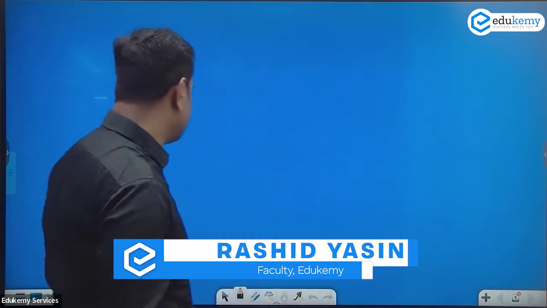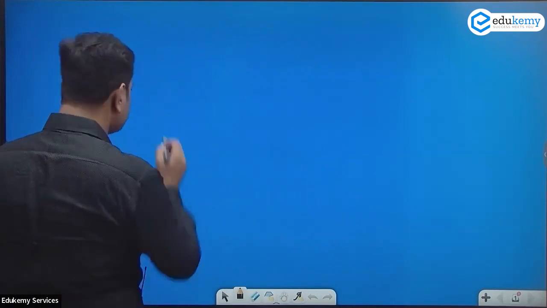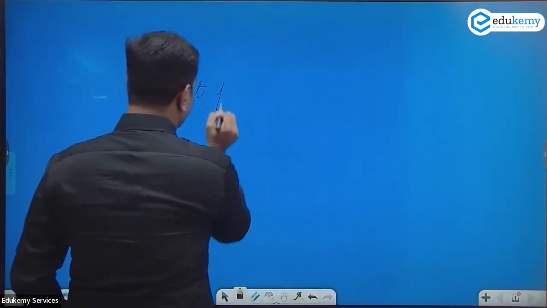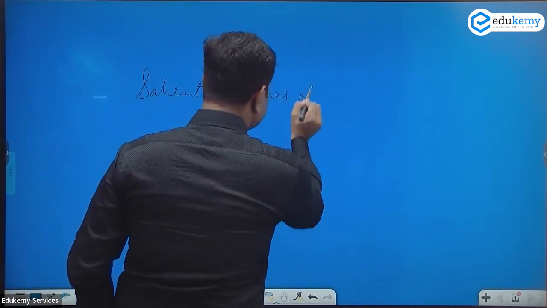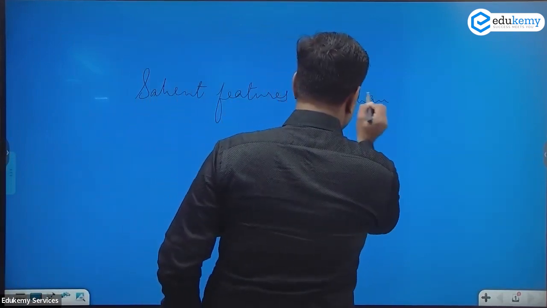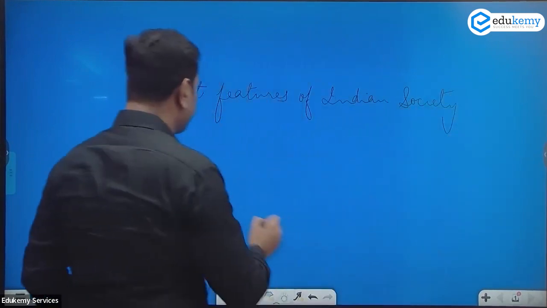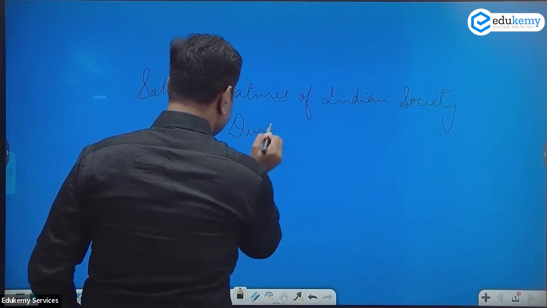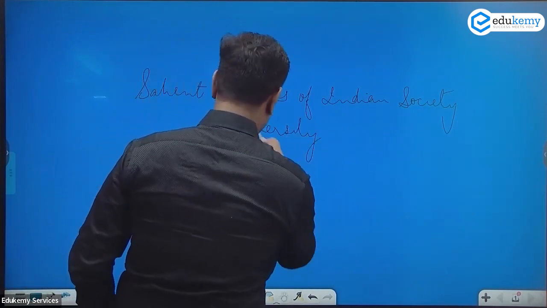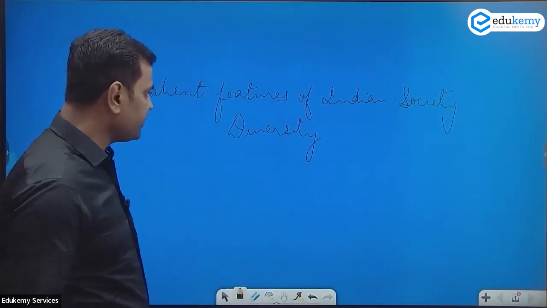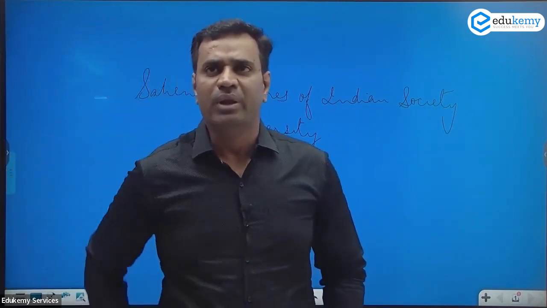The first topic that is mentioned in our syllabus related to Indian society is the salient features of Indian society. Clear? So the first topic is the salient features of Indian society. Clear? And the second topic is diversity in Indian society. So both these topics, the salient features of Indian society and diversity, will be taken together.